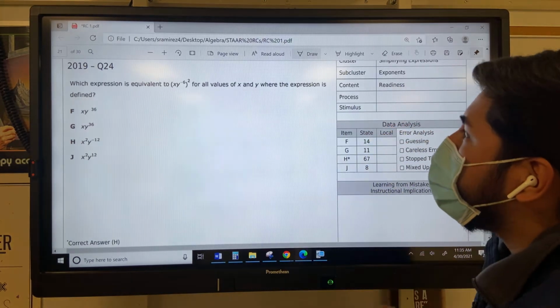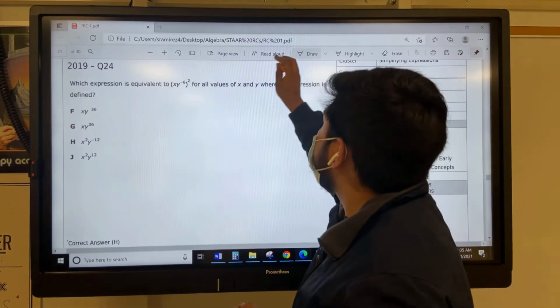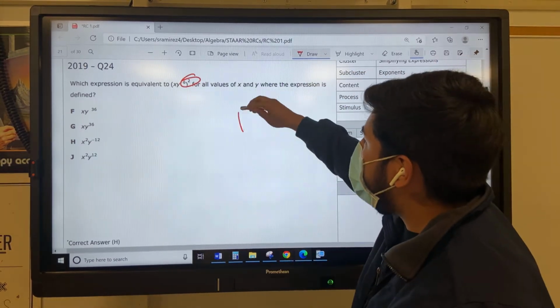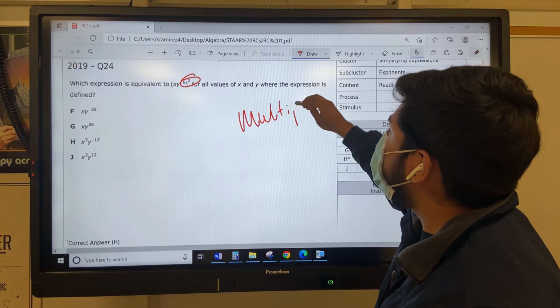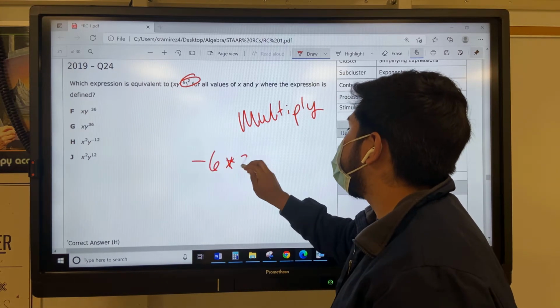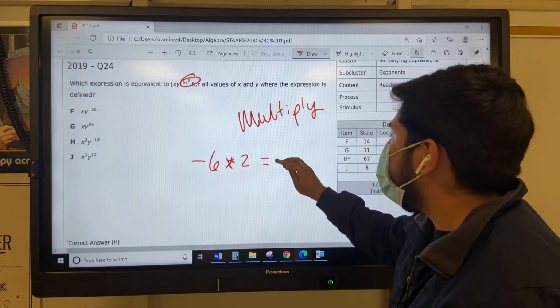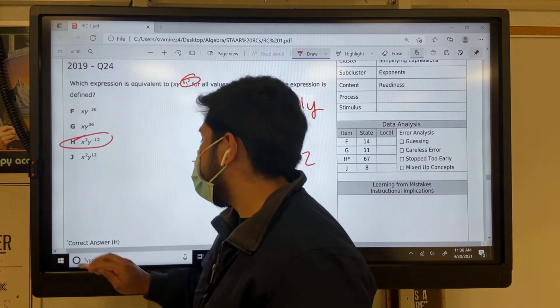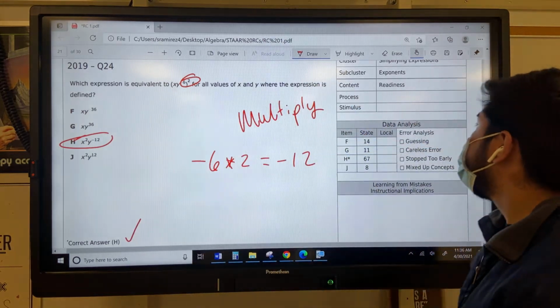Boom. Right here, you should see these exponents right on top of each other. What does that signify? Multiply. When they're right on top of each other, do that real quick. Negative 6 times 2. You should be able to do that. Negative 12. Do I see a negative 12 somewhere? Boom. Is that correct? Nice.